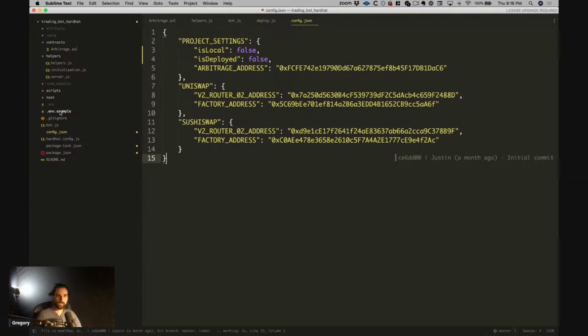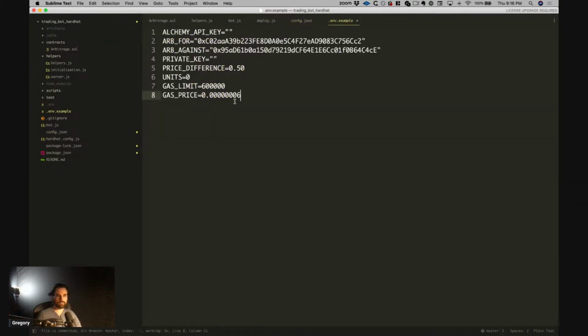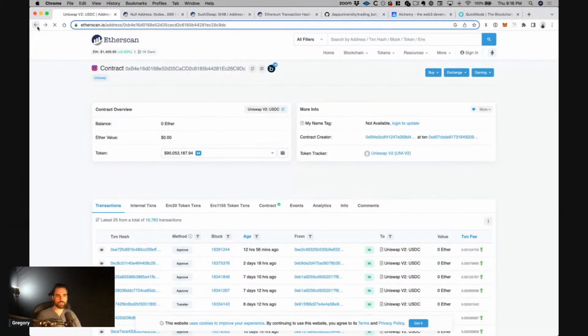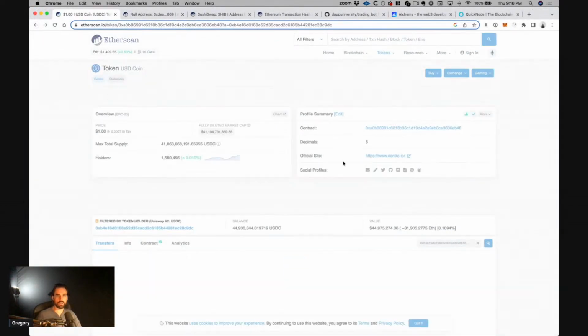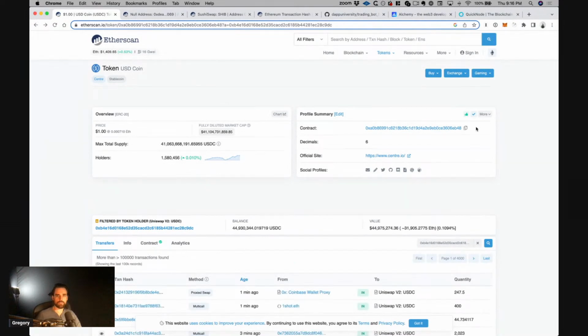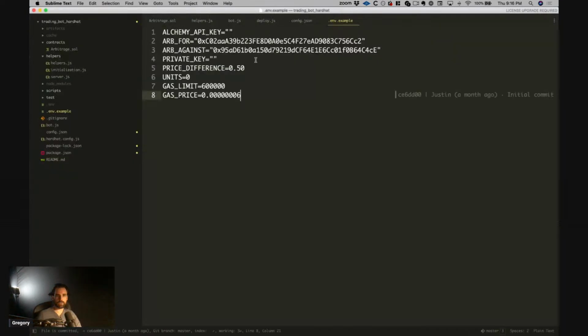And then you would update the .env.example file. I'm not going to show my actual .env, but for ARB4, you'd change the token to USDC. So you go back to USDC, find that, copy the address, which is here, and then put it in there.